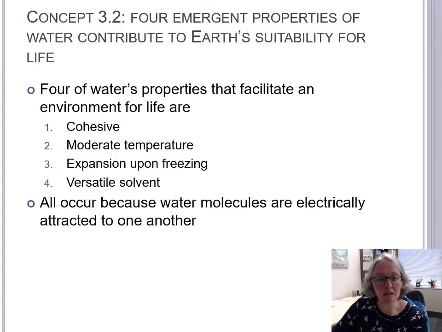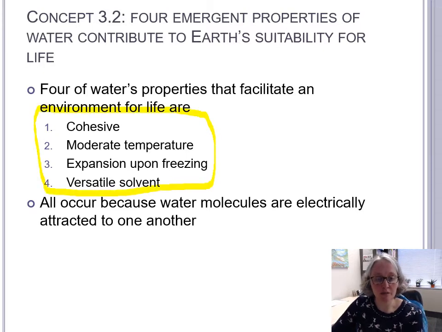To continue, we said that because of water and those charges, there are four properties of water that become emergent when we get lots of water molecules working together. Those emergent properties that you should know about are that water is cohesive, it's able to moderate temperature, it expands upon freezing, and it's a very versatile solvent. And each of these properties occurs because water is a polar molecule.